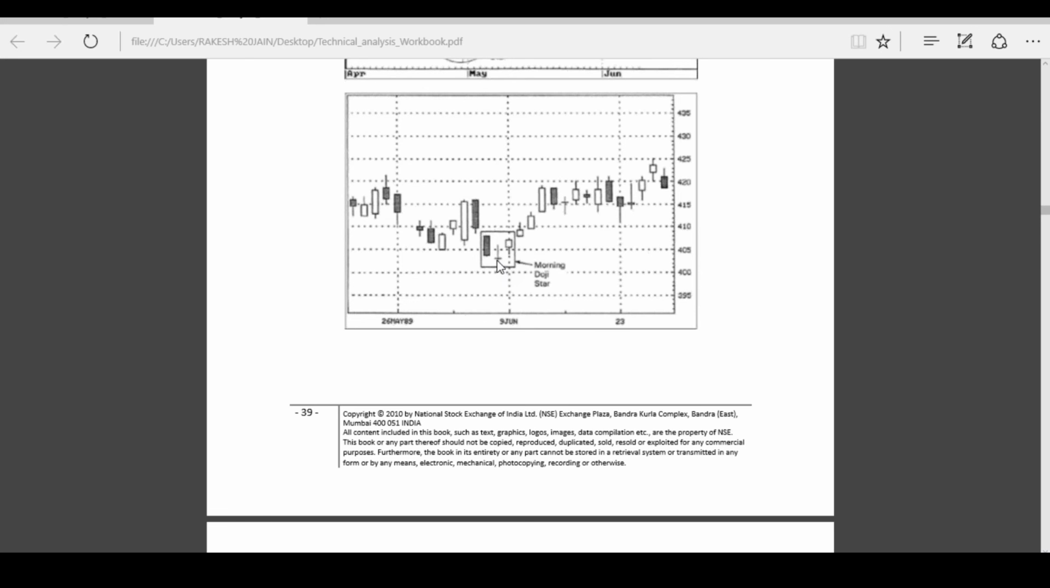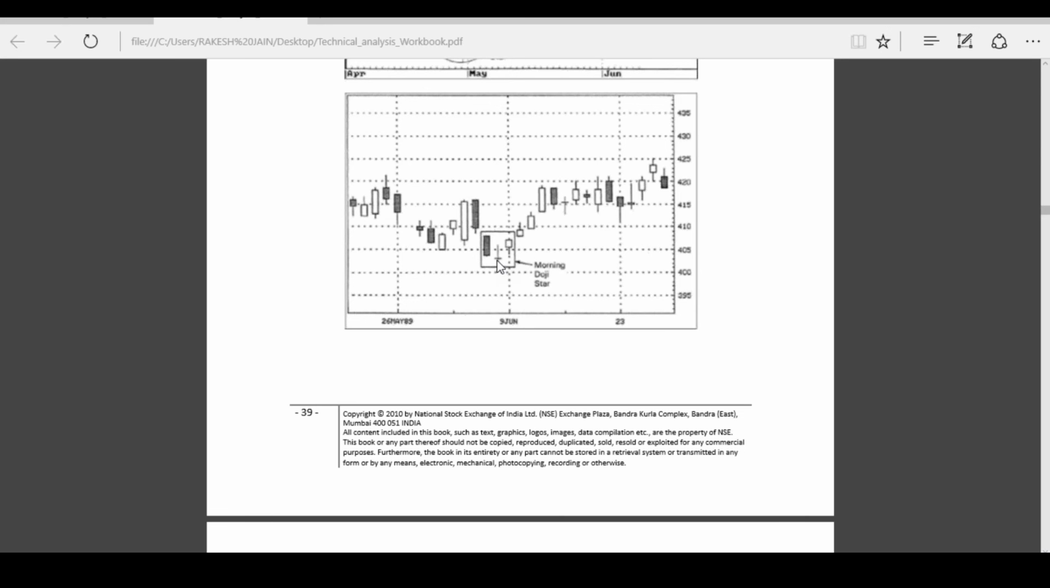So doji is indecision. What does a doji look like? Let's take an example. The stock here has made a high of, say, 202. The low is 196. The opening was, say, around 198, and the closing is also around, say, 198.2. So that means the opening and the closing are almost at the same point.